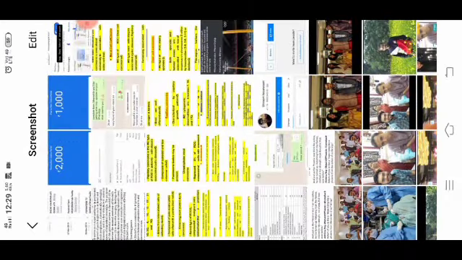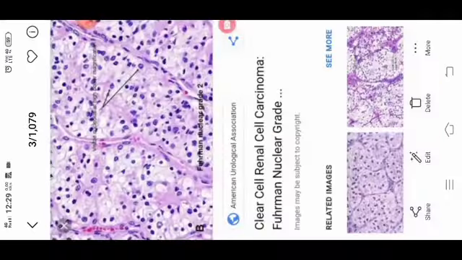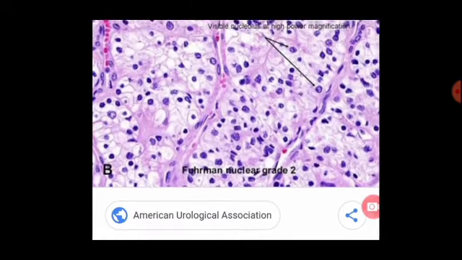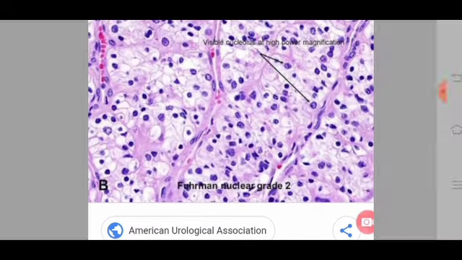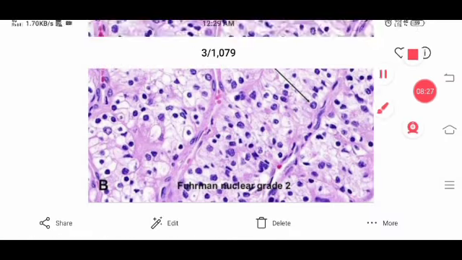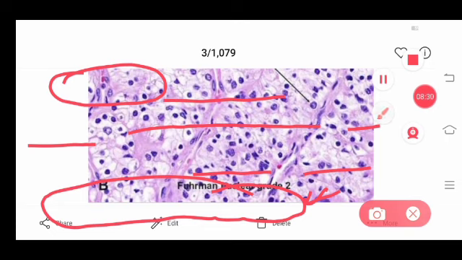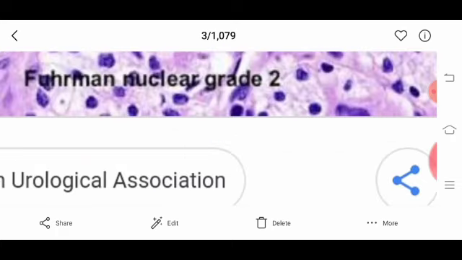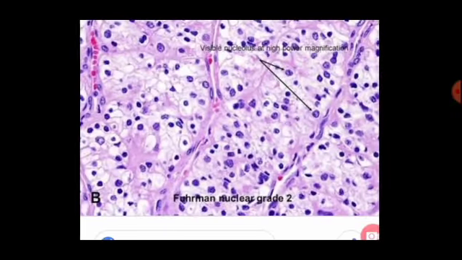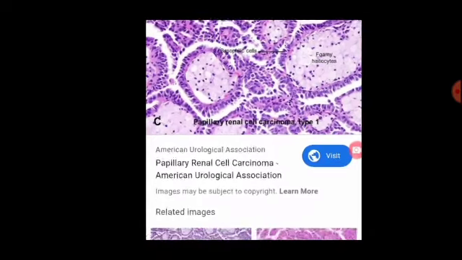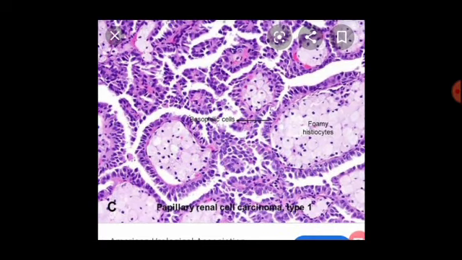Now if you see here, this is what you will see for clear cell carcinoma. Another important question: there is Fuhrman's nuclear grading for renal cell carcinoma, specifically clear cell carcinoma. So this is the picture for clear cell carcinoma. Clear cell carcinoma will look sort of like this, with visible nuclei in the high power field. This is for papillary renal cell carcinoma. So you can differentiate, just have an image based memory.